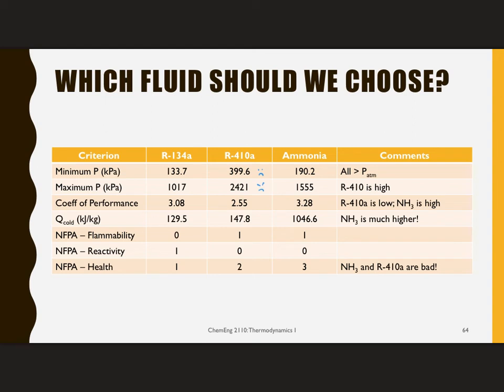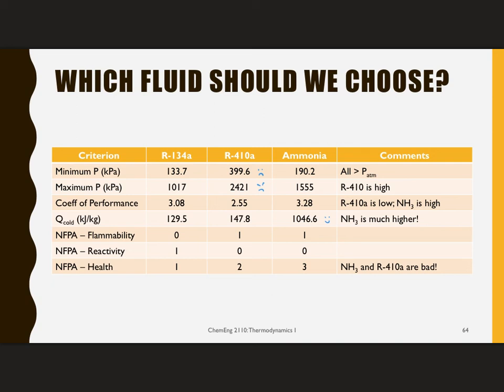The amount of heat transfer per kilogram in the condenser for the 134A is 129.5, R410A 147.8, not a lot of difference there, but ammonia was 1046.6. Now this is much higher. This is a really good thing because that means I will require less of the ammonia in order to make it work. So a higher Q on a per kilogram basis means that I don't need to have as much fluid in order to make the system work.